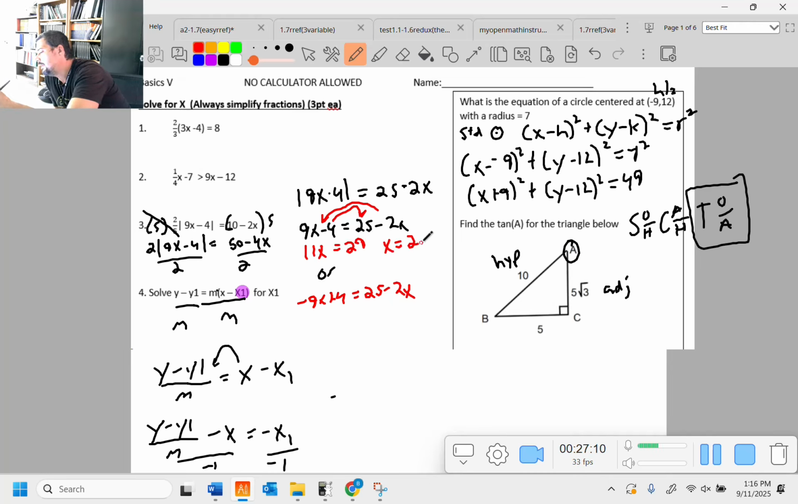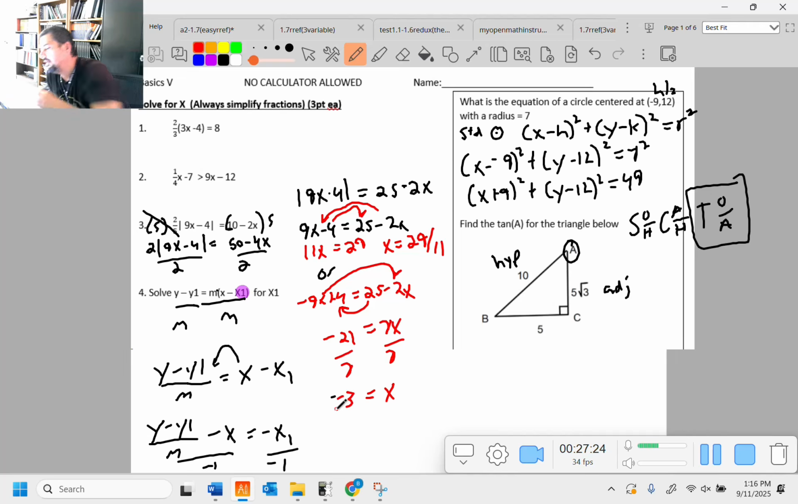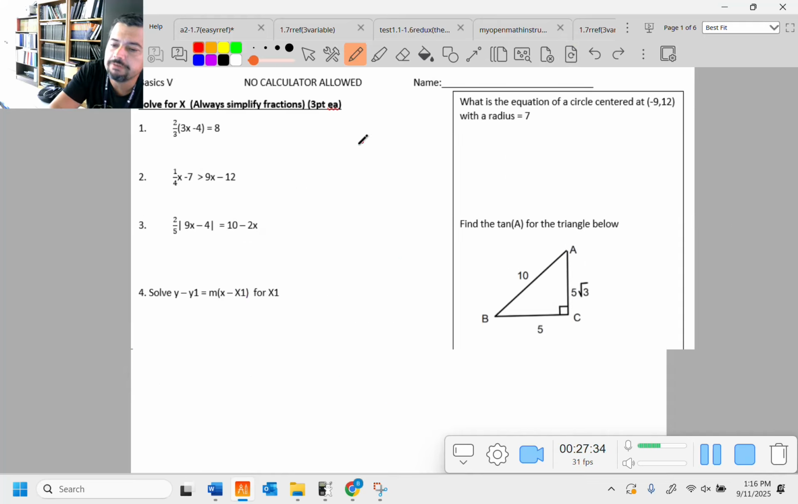Divide by 11, we get 29 elevenths. This time let's go right. Negative 2 plus 9 is 7x, and 4 minus 25 is negative 21. Divide by 7, and x is negative 3. Easy peasy lemon squeezy, but most of you will miss it because that's what you do. You miss it.